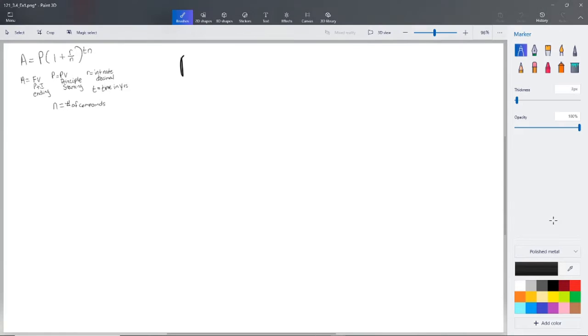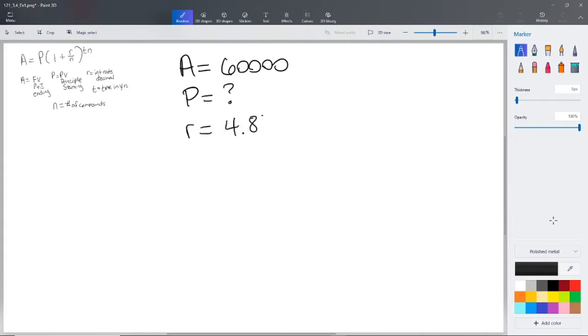So in this case, the A value is known. We want it to be $60,000. The P value is unknown. If you need to put that on here and put a question mark by it, you certainly can. There's nothing wrong with that. The R value is also a known value. They tell us it's going to be 4.8%.